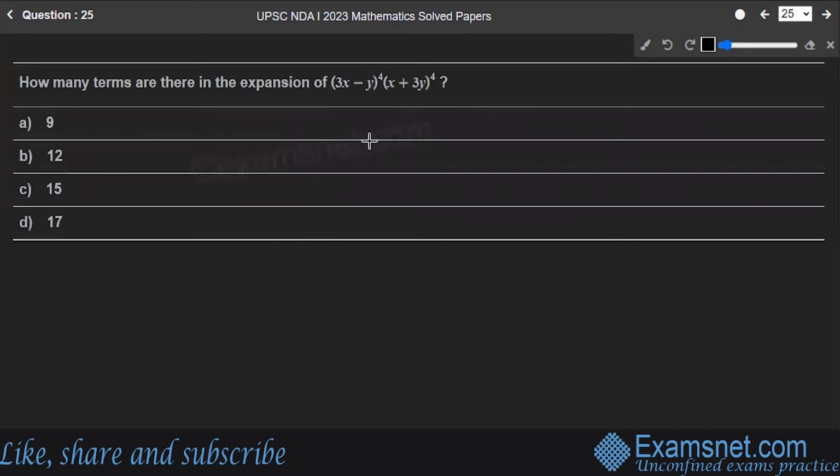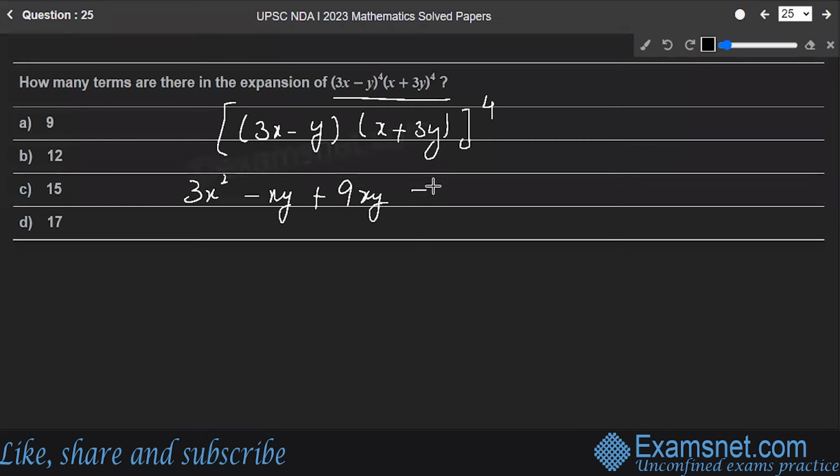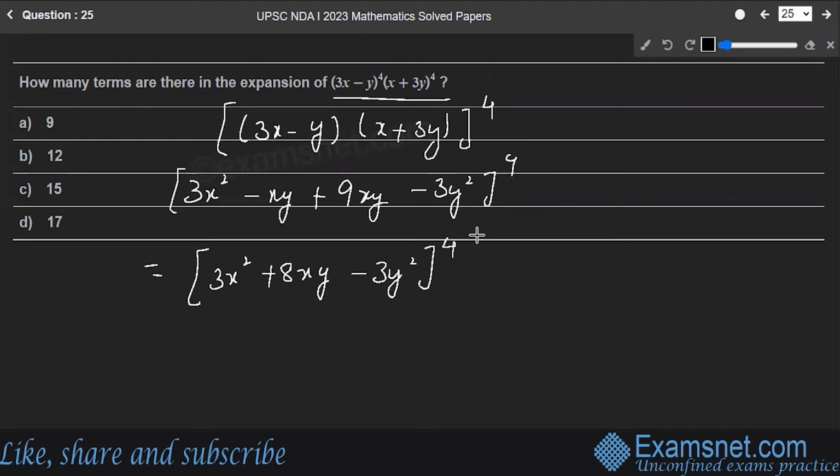Next is question number 25. How many terms are there in the expansion of this expression? So both are having the power of 4. Let's multiply them. You will get 3x minus 4 into x plus 3y whole raised to power 4. Now let's do the multiplication. You will get 3x square minus xy plus 9xy minus 3y square whole raised to power 4. This is equal to 3x square plus 8xy minus 3y square whole raised to power 4.